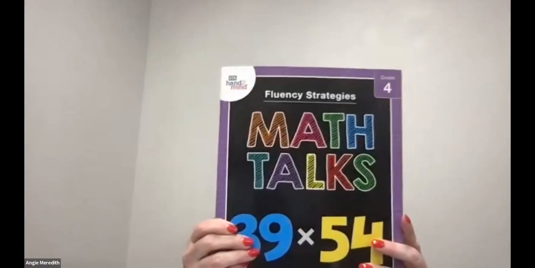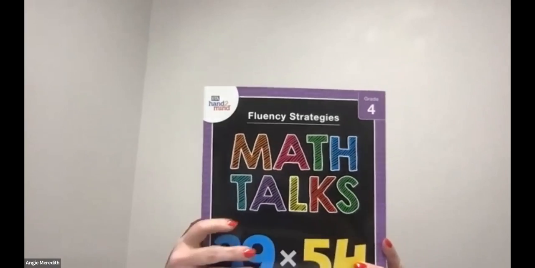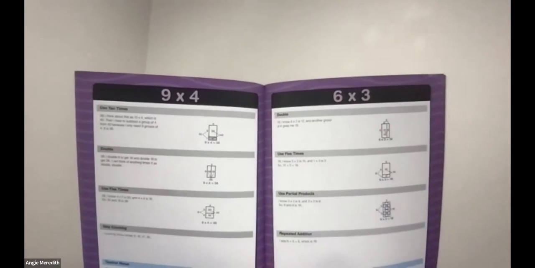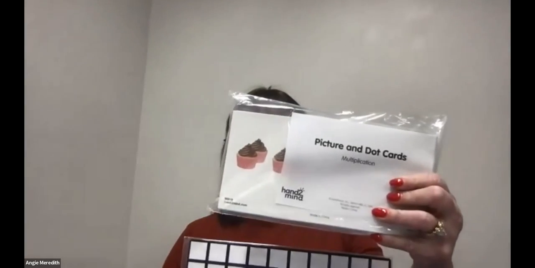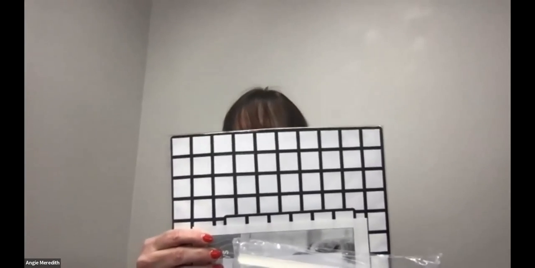You've also got a Math Talks book. This Math Talks book includes 60 math talks for your particular grade level. And again, we'll talk about what a math talk is in just a few moments. Also included in each kit are demonstration manipulatives that you're going to be using to model your children's thinking. For 4th grade, I see these picture and dot cards for multiplication, and I also see some flex the table grid arrays. Also included in every grade level are anchor charts and any posters that you might need.